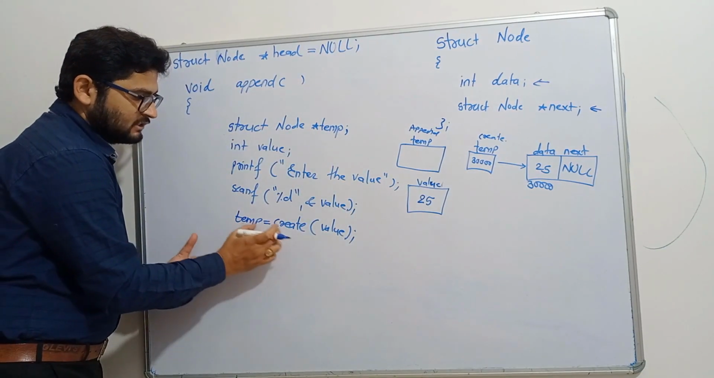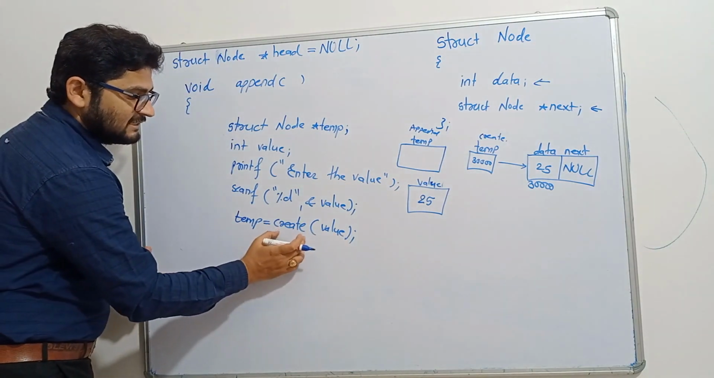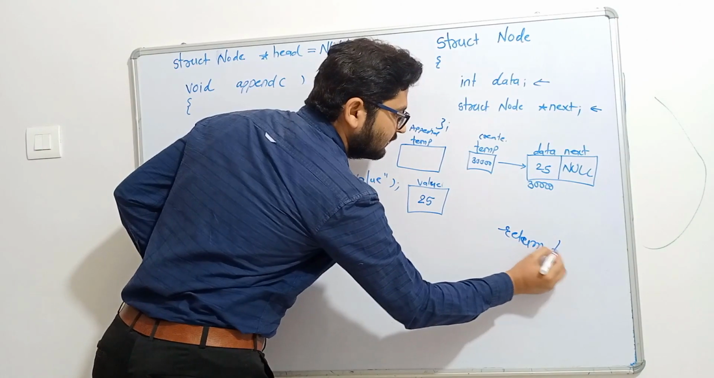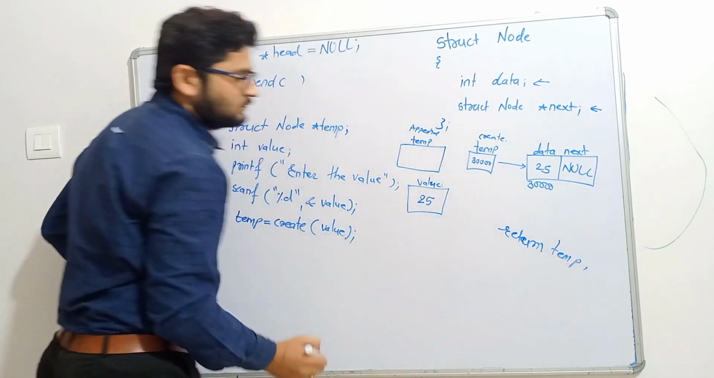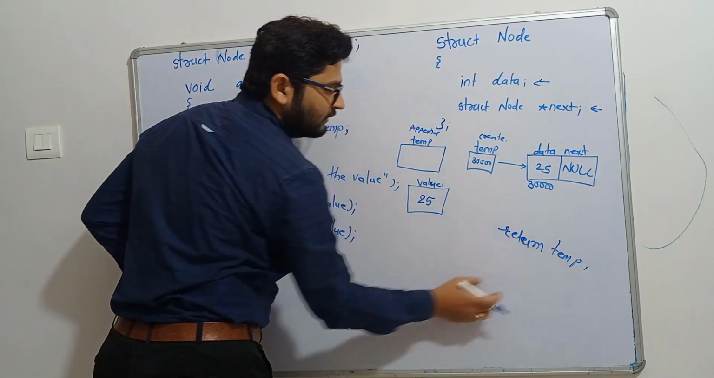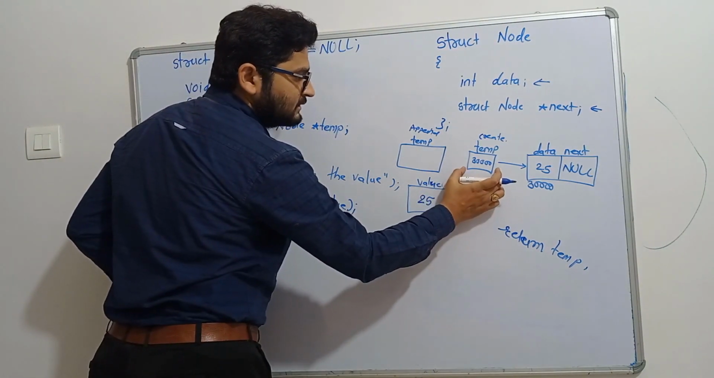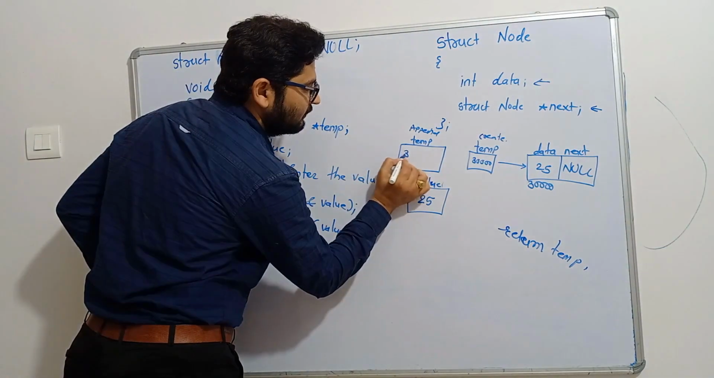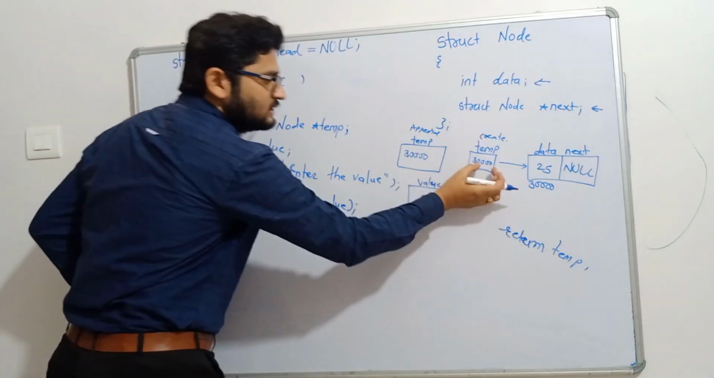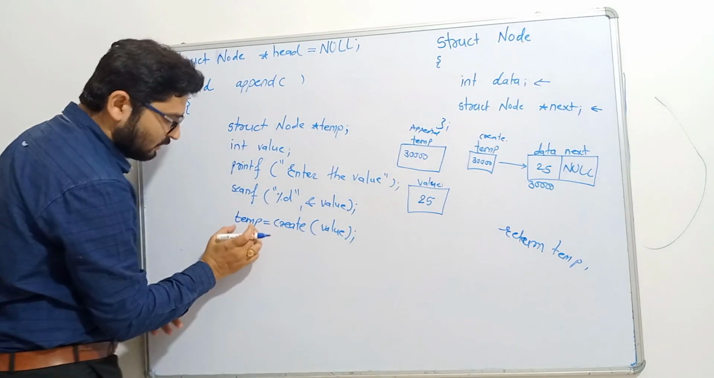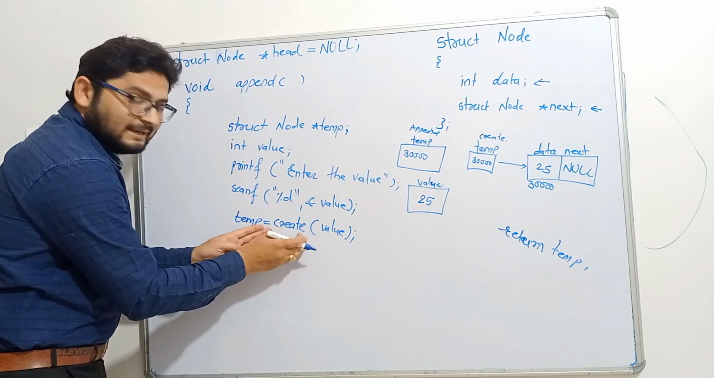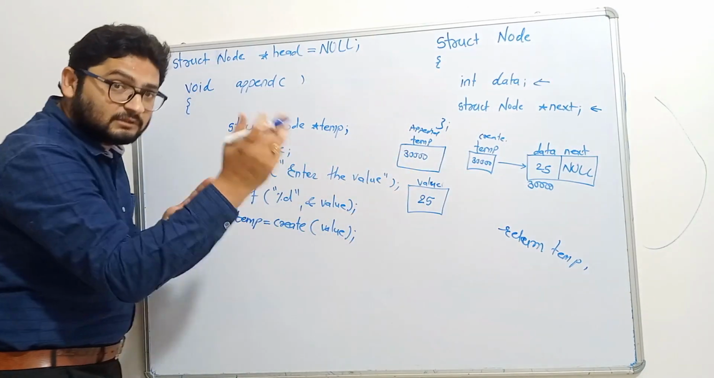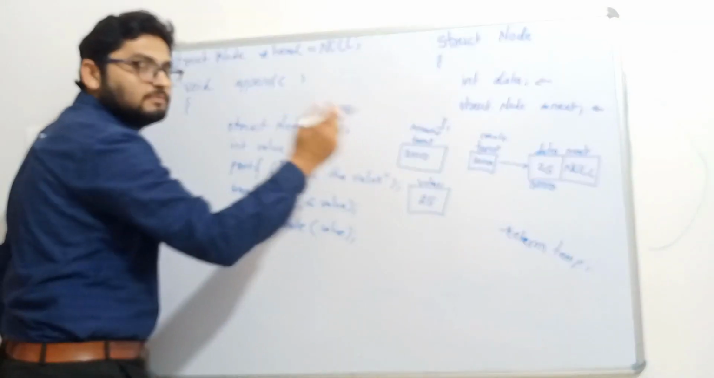What I am doing is temp is equal to create(value). The last line of the create function was return temp, so it is just returning the value of temp. Whatever value of temp is returned by create, I am storing once again in this temp. So this temp will be equal to 30,000 now. Why? Because temp is equal to create(value), so whatever create is returning, I am storing in this temp. Create is returning the value of its temp, that is nothing but 30,000, so in this temp 30,000 will be stored.